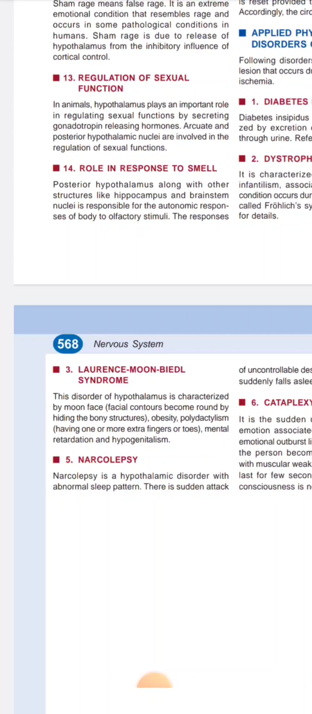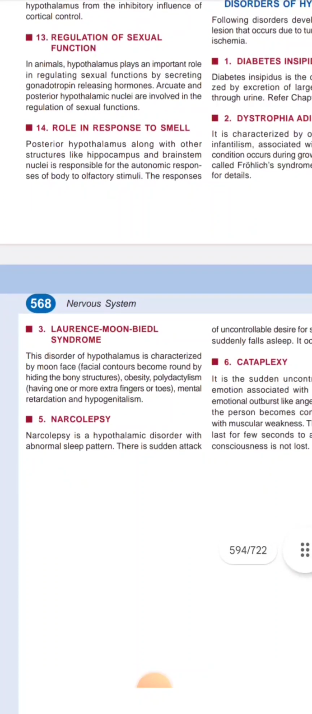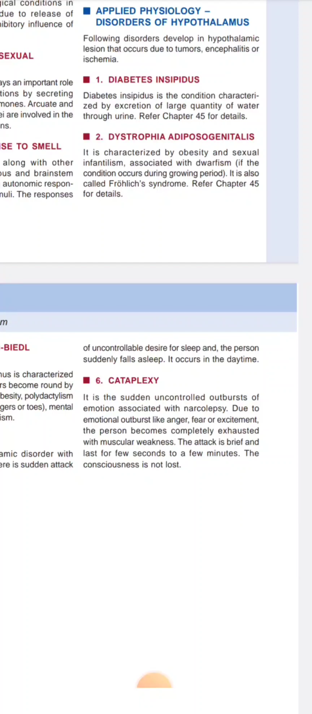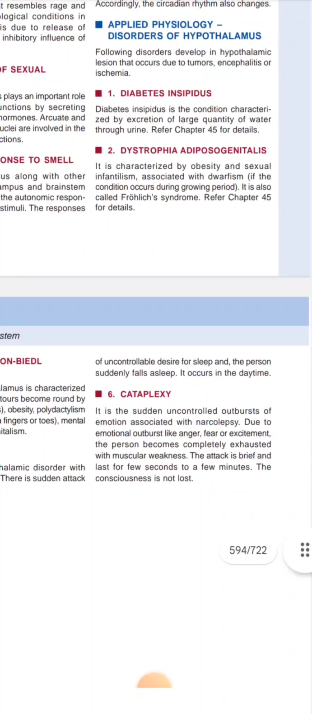And also see narcolepsy, catalepsy. What is narcolepsy? So narcolepsy consists of abnormal sleep patterns, and catalepsy means sudden uncontrolled outbursts of emotions associated with narcolepsy. While we are having sleep, though we are having different patterns of sleep, we will get emotions. That is called what? Catalepsy. These are all the disorders that one person can get because of disorders in hypothalamus.